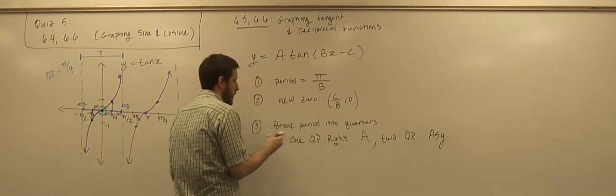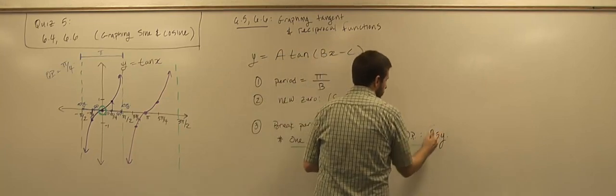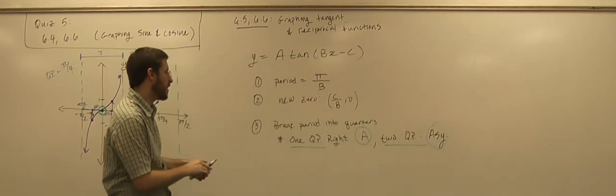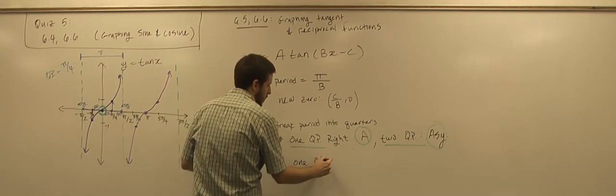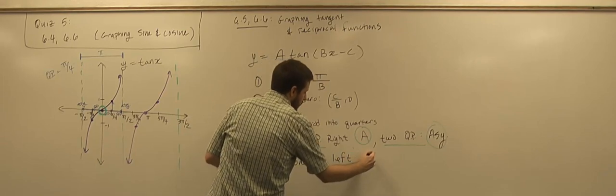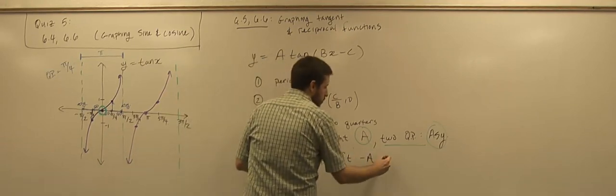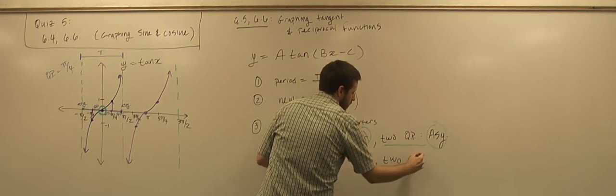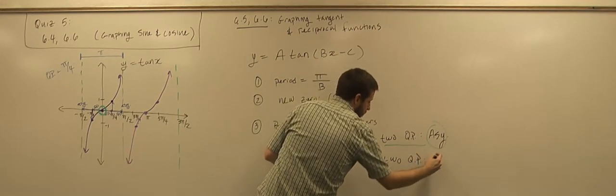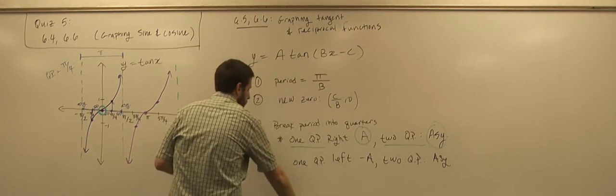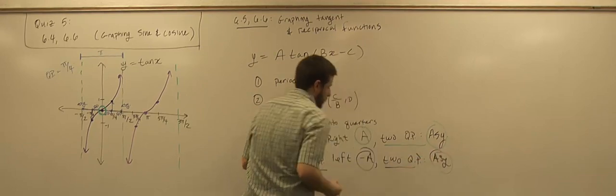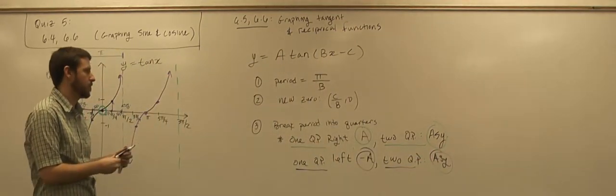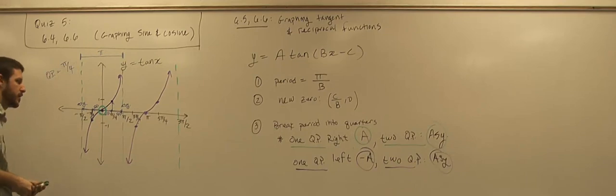So 1 quarter period, A, 2 quarter periods, asymptote. If you go to the left, what do you think changes? Then you get negative A out. 1 quarter period left, the opposite of A pops out. 2 quarter periods left, asymptote. So that's how you build your tangent graph. Exploit this quarter structure just like before.